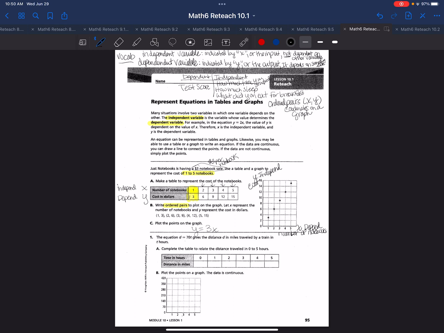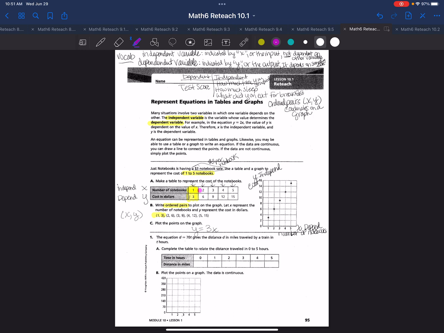So step 2 says write the ordered pairs to plot on the graph. Let X represent the number of notebooks and Y represent the cost in dollars. When you look here at your table and you see 1 and 3, it's written vertically, but we have to write that as an ordered pair. So the ordered pair here would be parentheses 1, 3. We always have to remember when we're writing an ordered pair, the X comes first and then the Y.